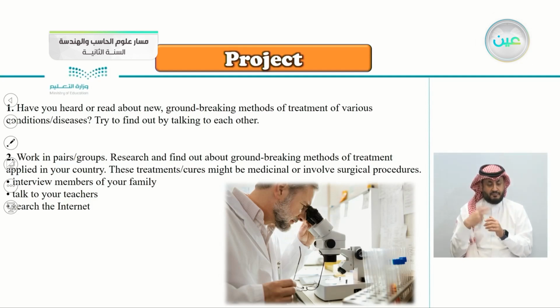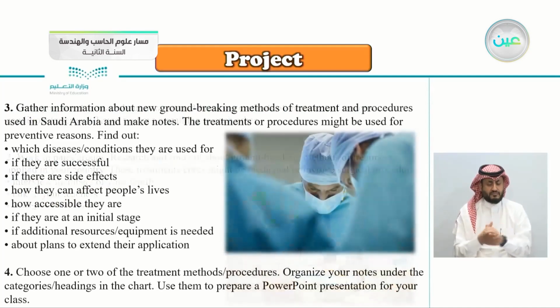Number 2, work in pairs or in groups. Research and find out about groundbreaking methods of treatment applied in your country. Try to research something that is applied in our country. These treatments or cures might be medicinal or involve surgical procedures. Interview members of your family, talk to your teachers, research the internet, of course. Number 3, gather information about new groundbreaking methods of treatment and procedures used in Saudi Arabia and make notes.